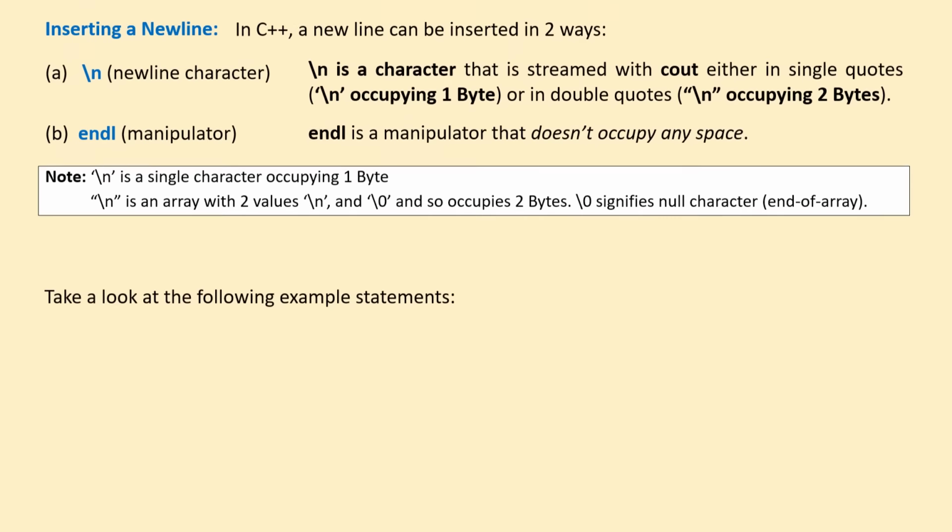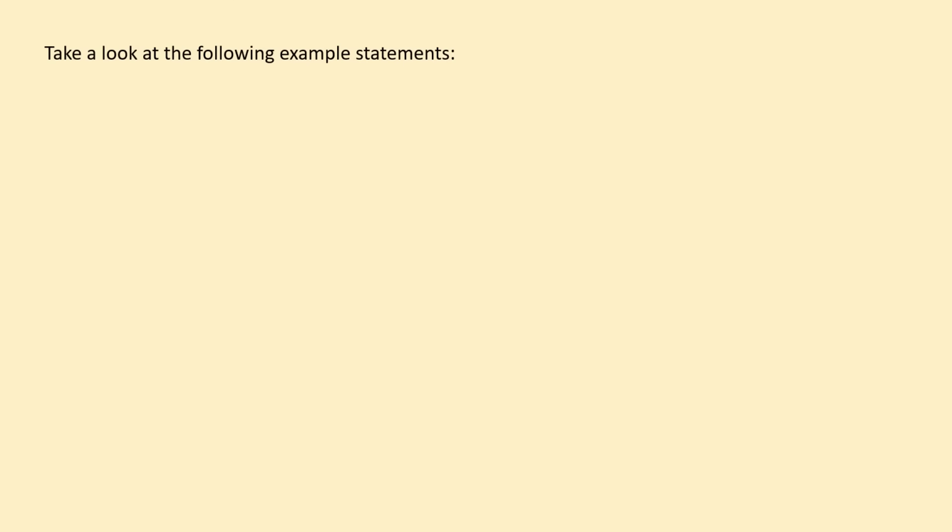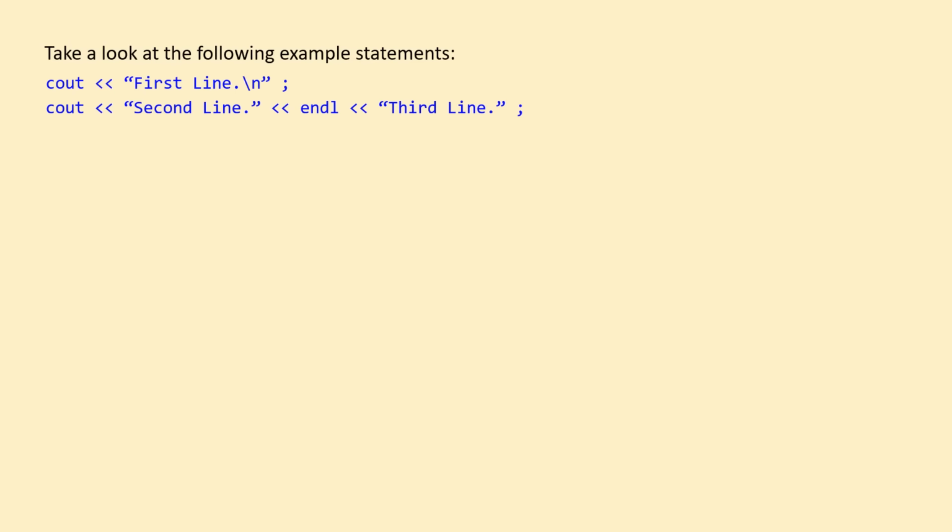Take a look at the following example statements. On first line we have cout, insert first line with the \n character. On second line we have cout, insert second line. Then insert endl, insert third line. And here is the output.